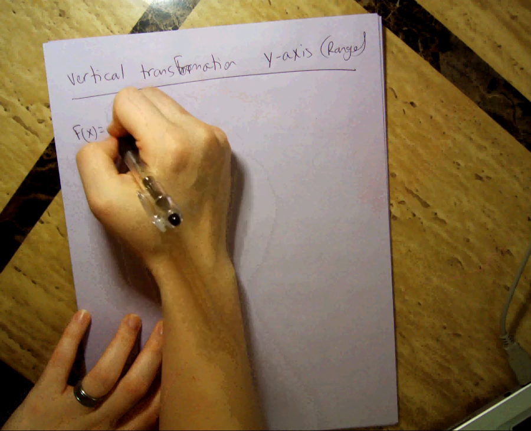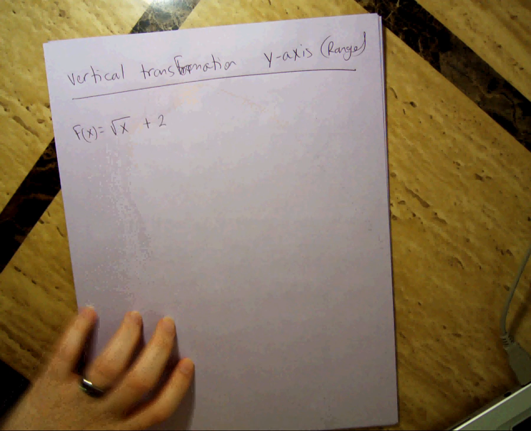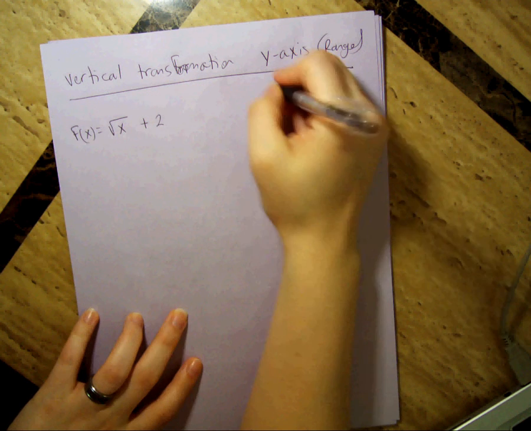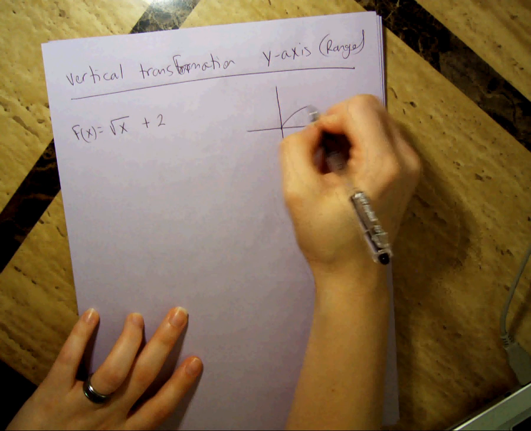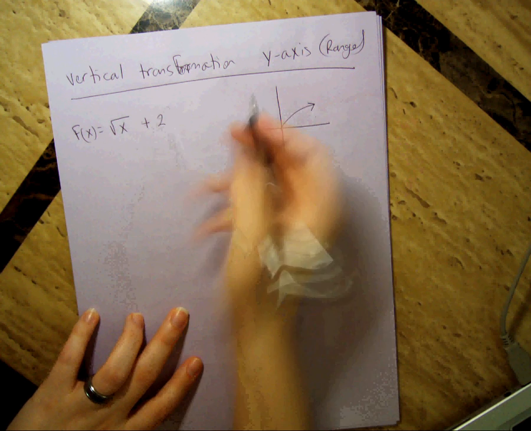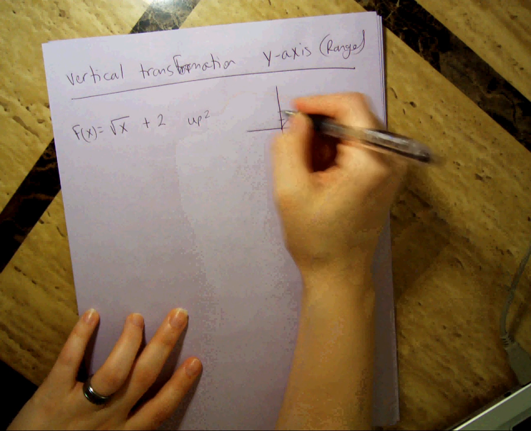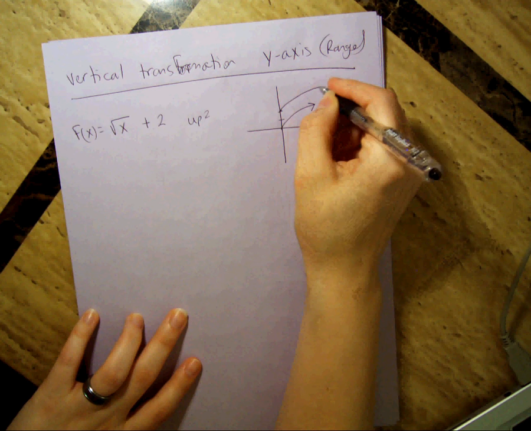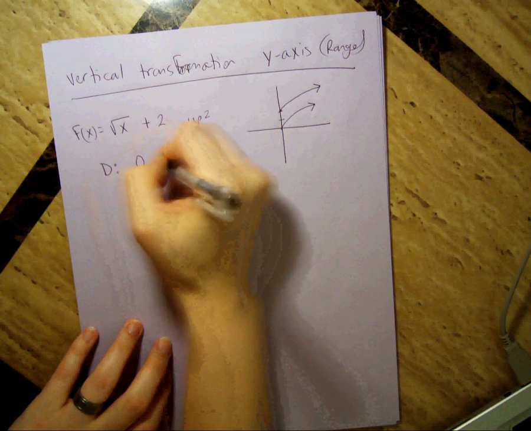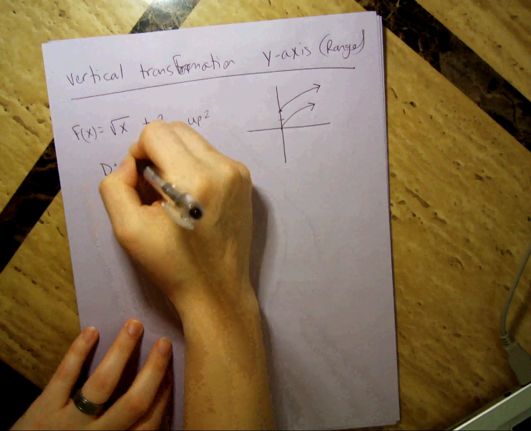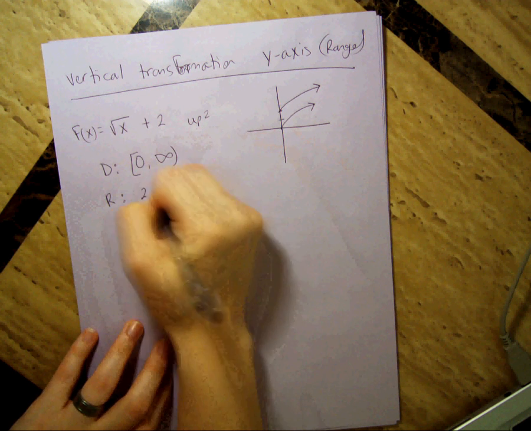If I have f of x equals the square root of x plus 2. If you remember what our parent function looks like, it starts at the origin, so it starts at 0 and goes up. But what does this do? This tells me to go up 2 units, so instead of starting at 0, I'm going to start at 2 now. And so my domain doesn't get affected at all, it's still 0 to infinity. But my range now, I'm adding 2, so it's 2 to infinity.